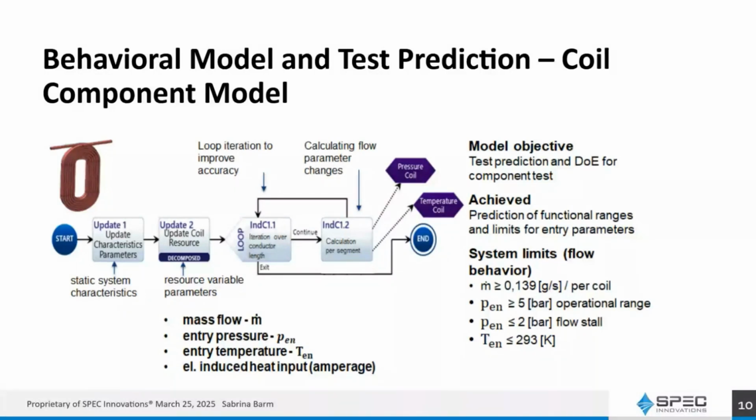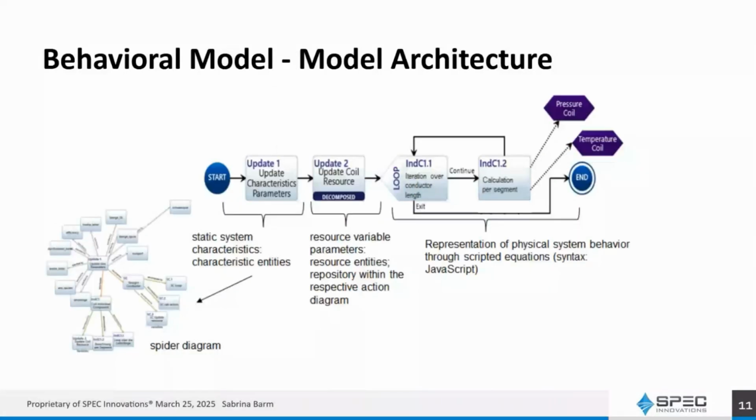On the model architecture side, it's a classic action diagram in Innoslate, LML diagram, and we're looking at 2 update blocks and calculation sections. Inside these action blocks, we're running JavaScript code. At first, we have the update 1, which picks up static system characteristics, which are stored in the form of characteristic entities in a spider diagram, which serve as our repository in that case.